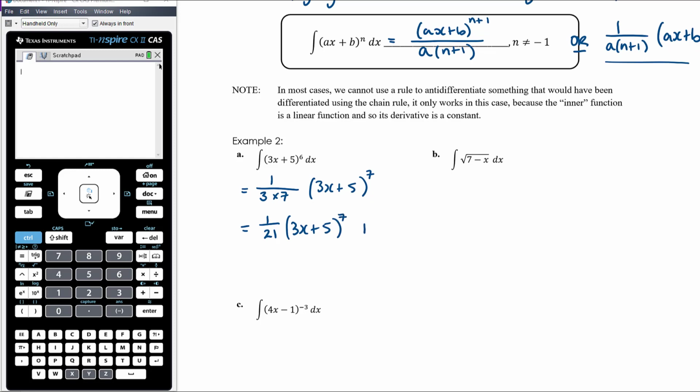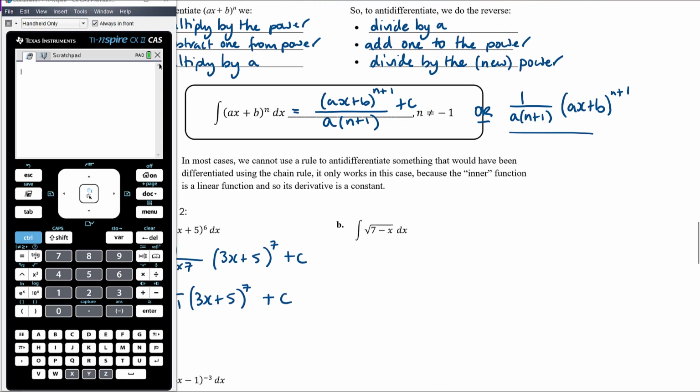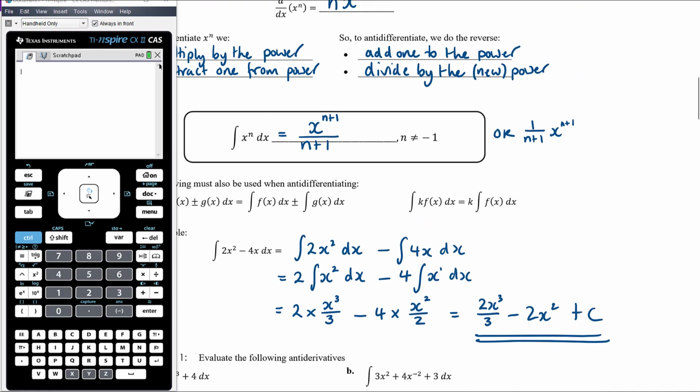And I forgot to add my plus c. It's okay if you just stick it on the last line of working, that's fine. In fact, let's add it into our general rules here. So plus c, if you're going to write it this way, it should still have a plus c. And let me add it into my general rule back up here where we did x to the n as well. Plus c.